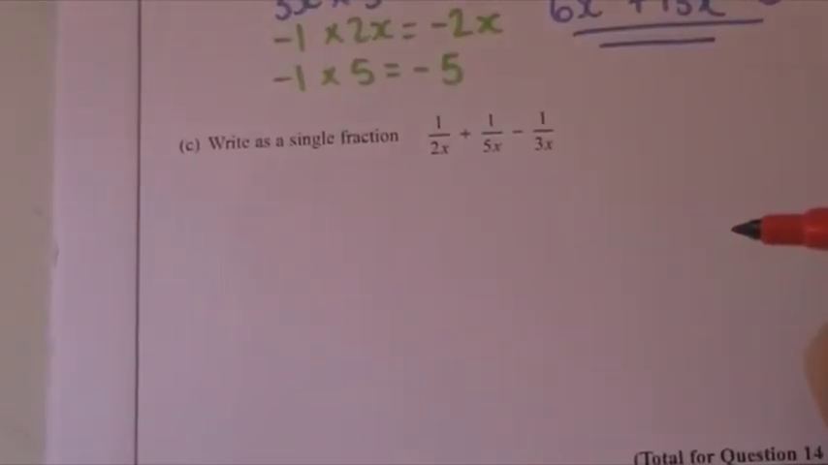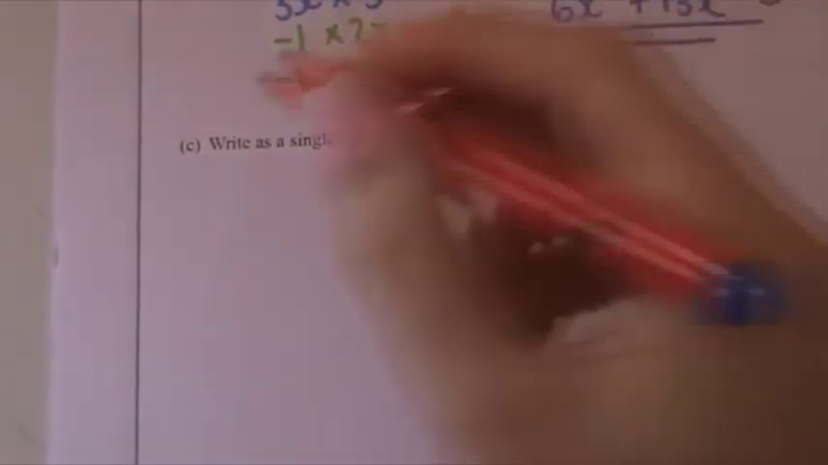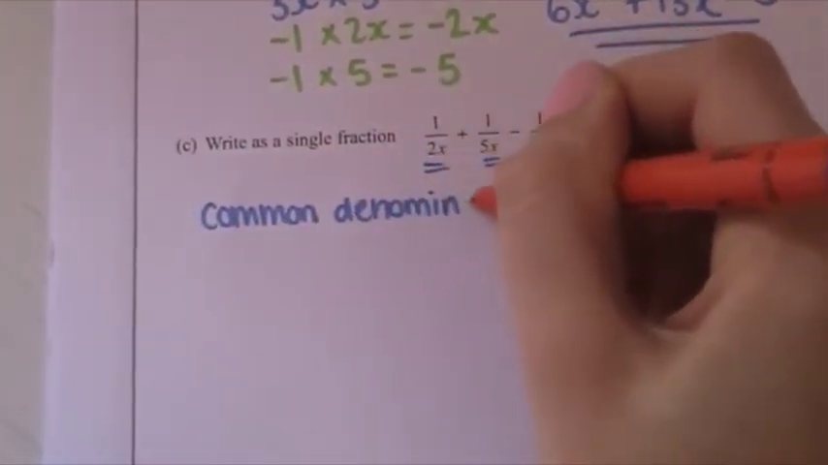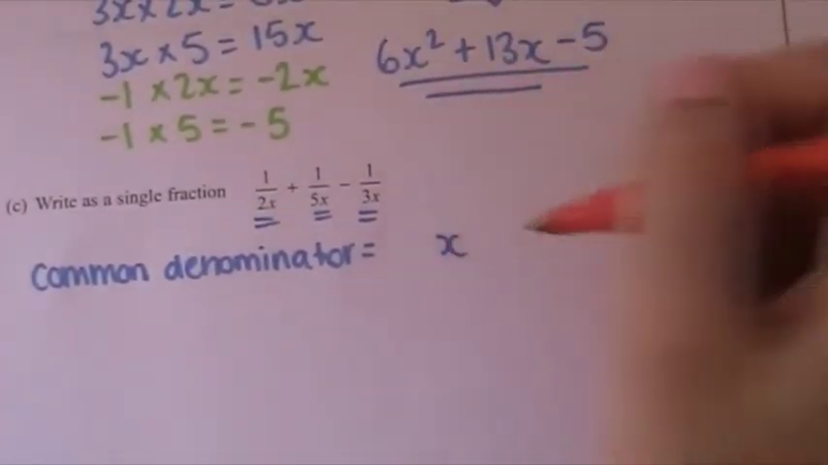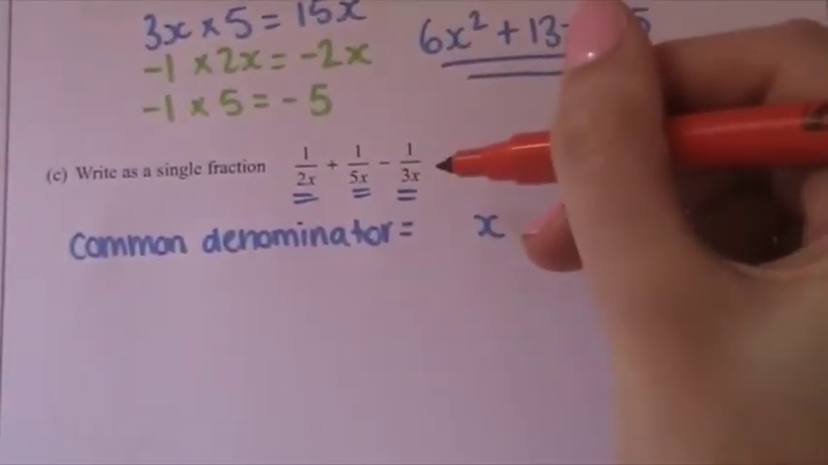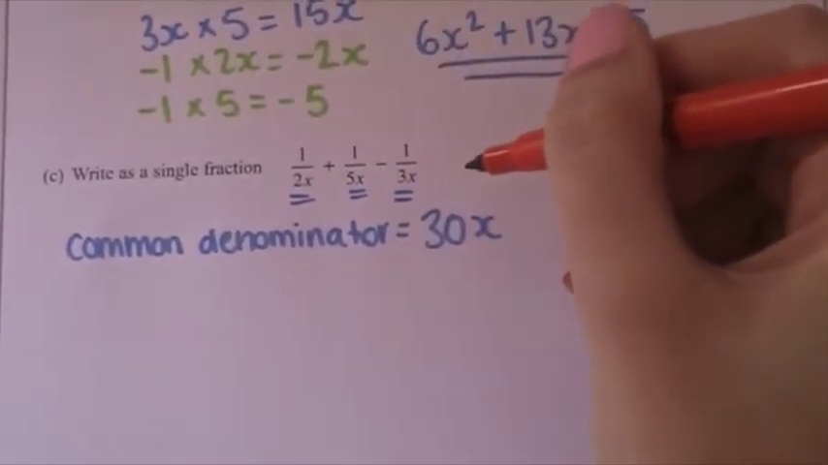Question 14c. Write as a single fraction 1 over 2x add 1 over 5x minus 1 over 3x. Now when we want to write this as a single fraction, we'll be looking for a common denominator. So if we focus in on these numbers, 2x, 5x and 3x, a common denominator for all three of these would be, well, we know we've got x's in all of them, so it'd be something x, and we need to think of a number that is in the 2, 5 and 3 times table. So our smallest common denominator there would be 30. If in doubt, write out your times table until you find a number that appears in all of them.